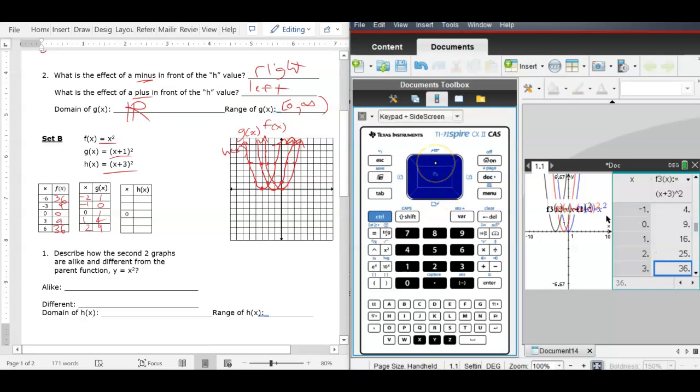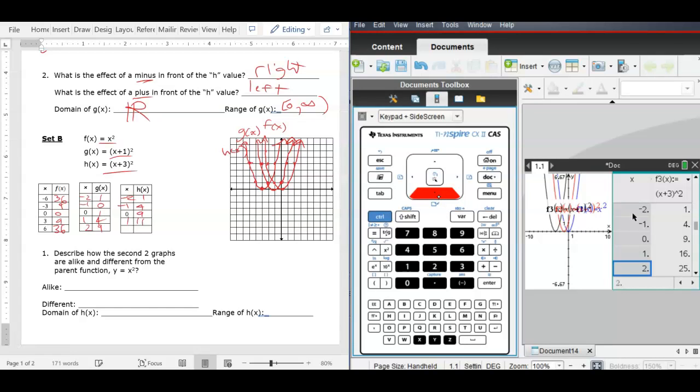So I'm filling in this table. I'm going to need these numbers specifically. So negative 2, 1, negative 1, 4, 0, 9, 1, 16, 2, 25. Okay, so how are these all alike? They're concave up. That's cool. But how are they different? Well, they're shifted left different. Remember, the domain is always all real numbers, but the range of h of x, okay, this one right here, the range, the bottom is 0, and then it goes up forever to infinity. So 0 to infinity.